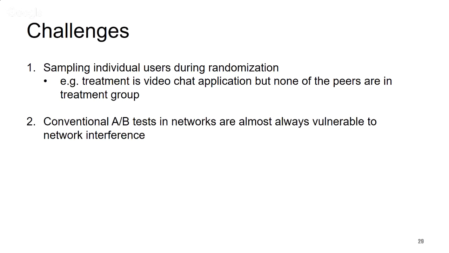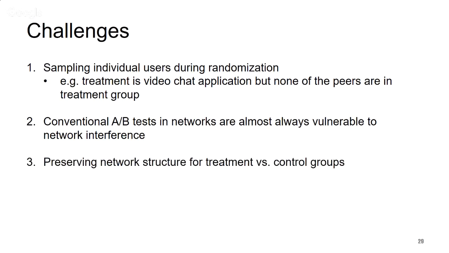This is very common in conventional randomized experiments, especially on the web. And finally, and this is a particularly difficult problem to solve: when you do a treatment-control split on networks, how do you make sure that the two groups have a similar network topology? Because you randomly pick elements into two groups, you have no way of ensuring that the two groups would have the same network structure.